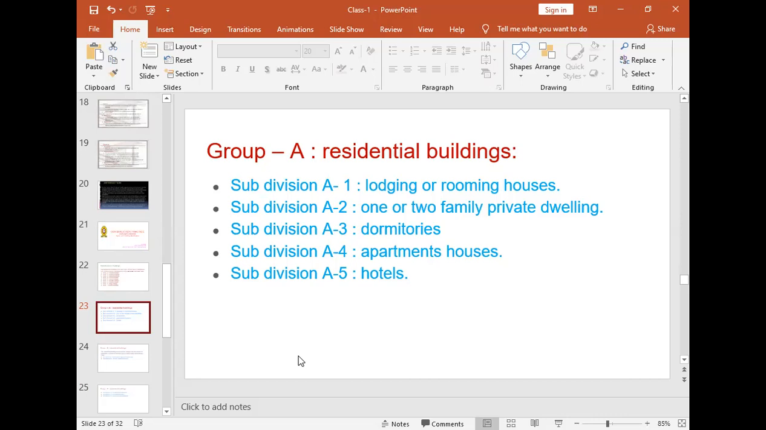And next subdivision A5, hotels. In hotels, a lot of people are accommodated, with or without dining facilities provided. Not more than 40 people accommodated at these places come under the category of subdivision A1.